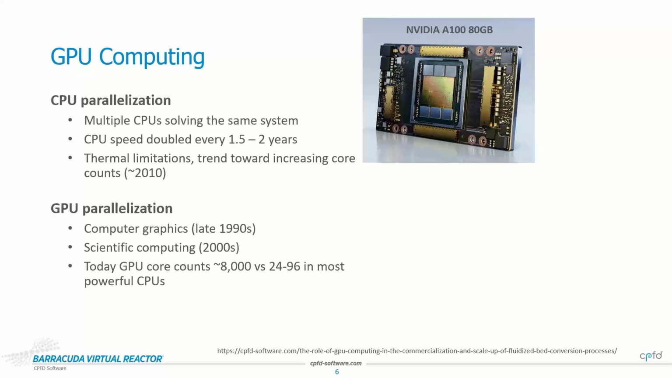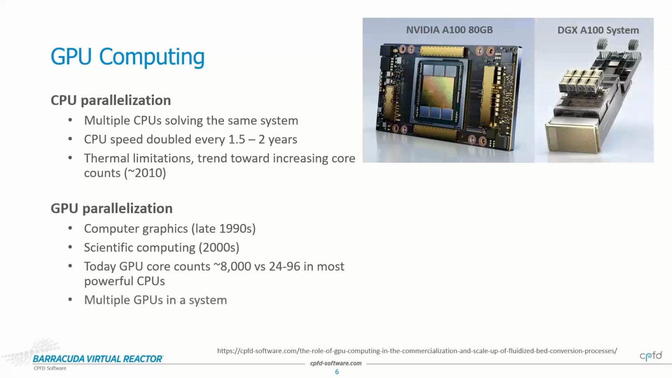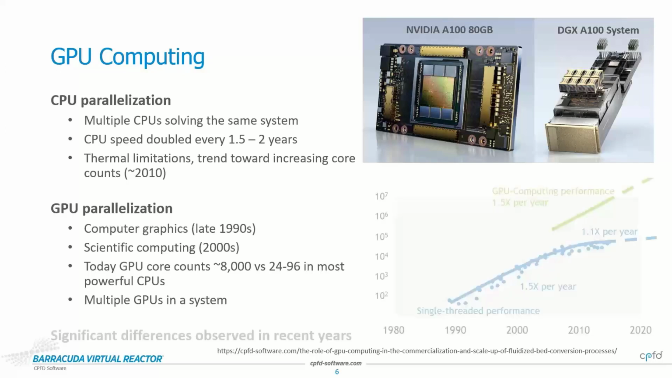I got a picture here of an NVIDIA A100 GPU. This has 80 gigabytes of RAM. It has about 8,000 cores on that card. Contrast that with typically well under 100 for the most powerful CPUs. And you can put multiple ones of these in a box. Here's a DGX A100 system. Amazing computer. This one has 8 of these in a single system.